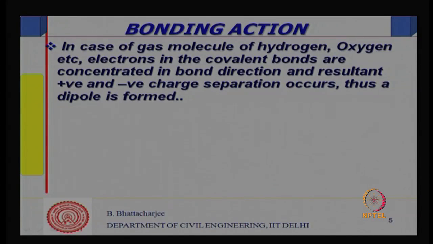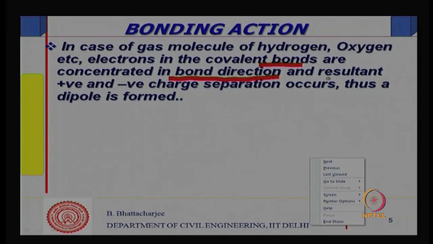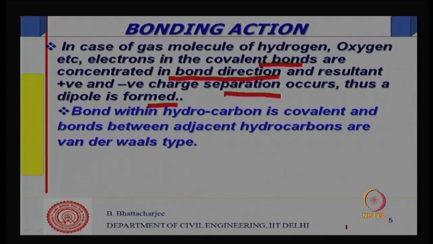For example, in case of gas molecules like hydrogen H2, there are 2 H atoms, or oxygen, etc. Electrons in the covalent bond of H and H are concentrated in the bond direction, and resultant positive and negative charge separation occurs. So, along the direction of the bond, electrons are concentrated, thus a dipole is formed. Wherever a dipole is formed, you might find intermolecular forces or van der Waals forces acting.